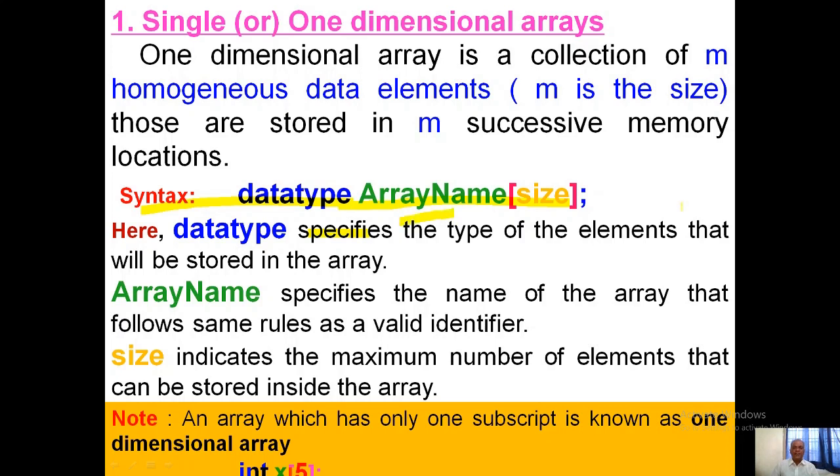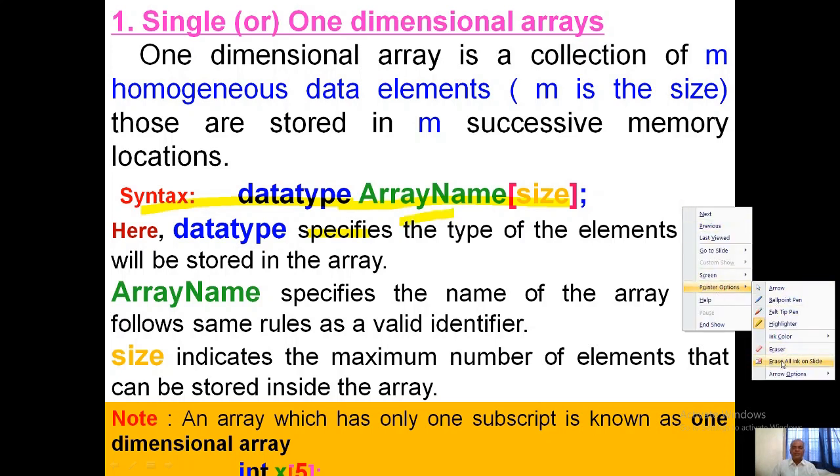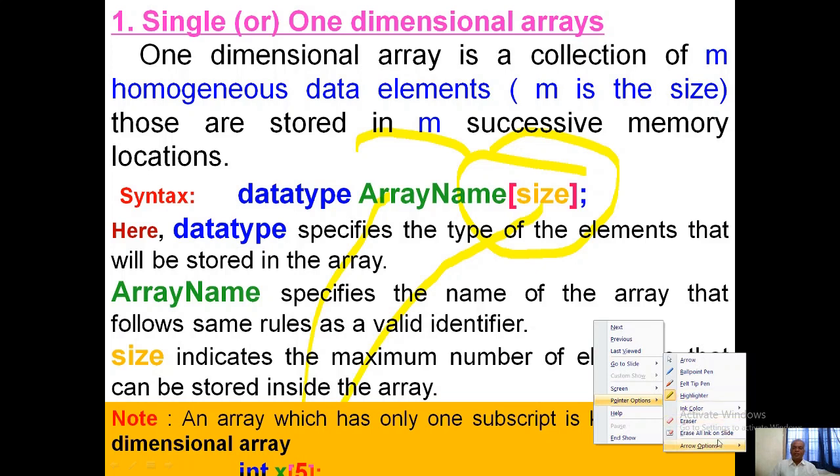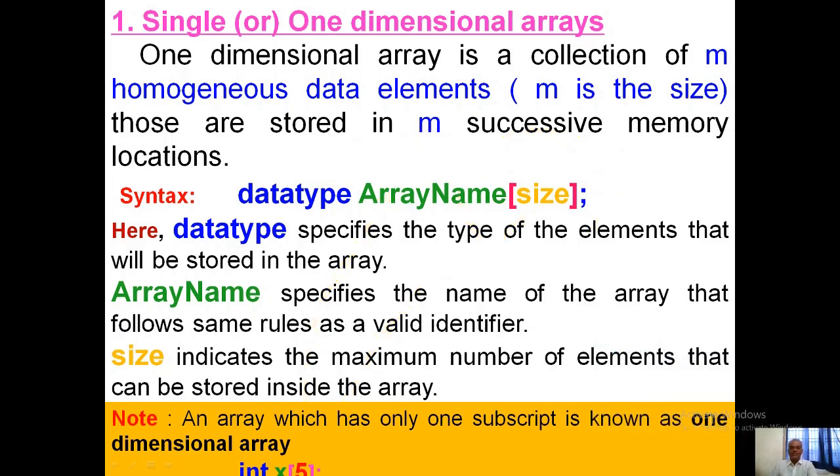Next, the name of the array. Next one is the size, the total capacity. The size indicates the maximum number of elements that can be stored inside the array. Whenever an array has only one subscript, it is called a one dimensional array. Let us look at this example: int x[5]. Int is the data type, x is the array name, and 5 is the size of that array.